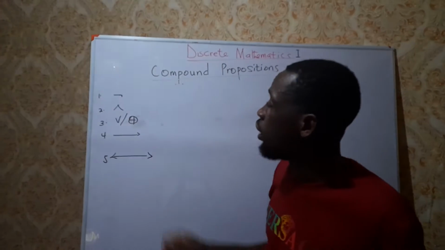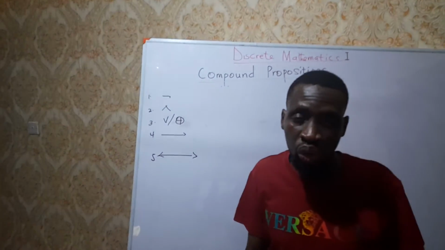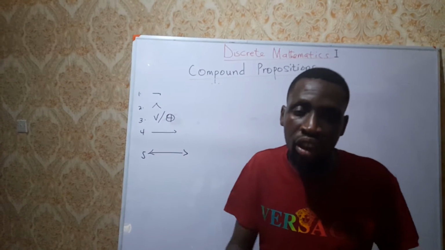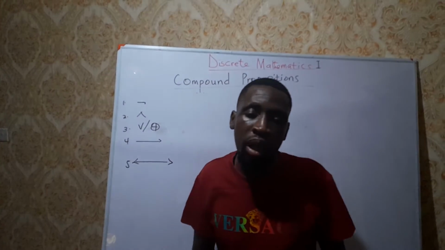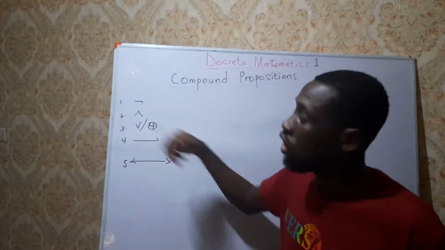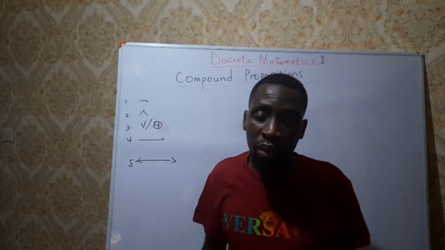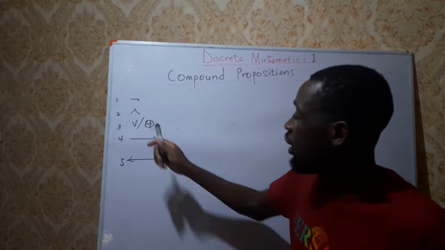For example, a negation. This is a negation statement. And remember we said that when a statement is true, then its negation is false. And when it is false, its negation is true. I hope you will be conversant with that by now. Then this is a conjunction statement. And we say a conjunction statement is true when both statements are true. Otherwise, it is false.